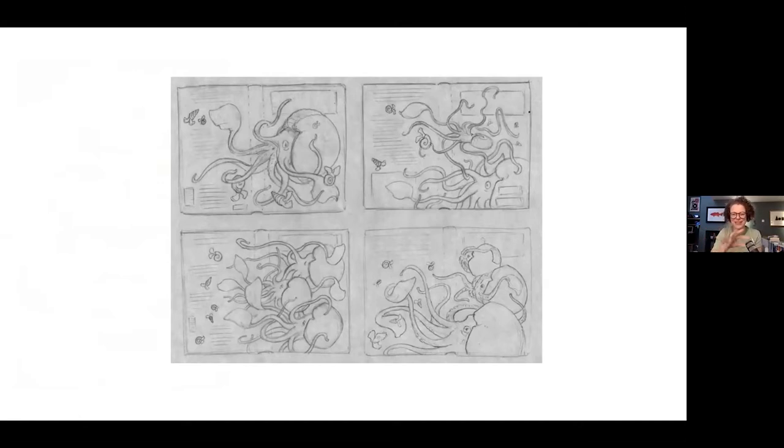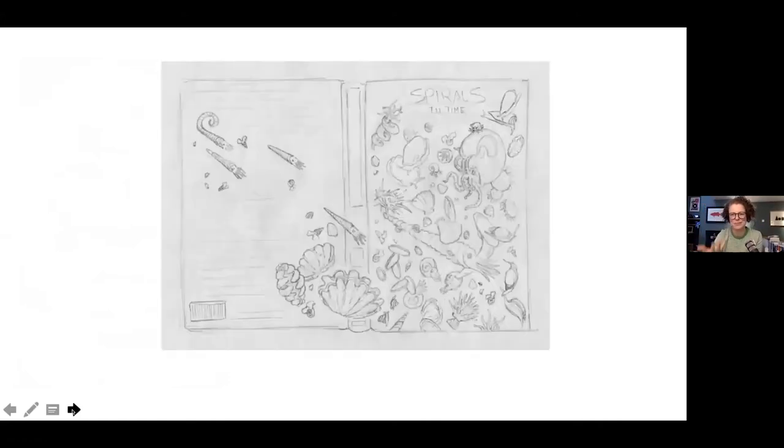So this was his first ideas of sketches of what that could look like. But then my editor said, well, it's not a book about Argonauts. You need to call it something else. So that was out. And we eventually came up with Spirals in Time. I don't know where it came from. It just popped out of my head.